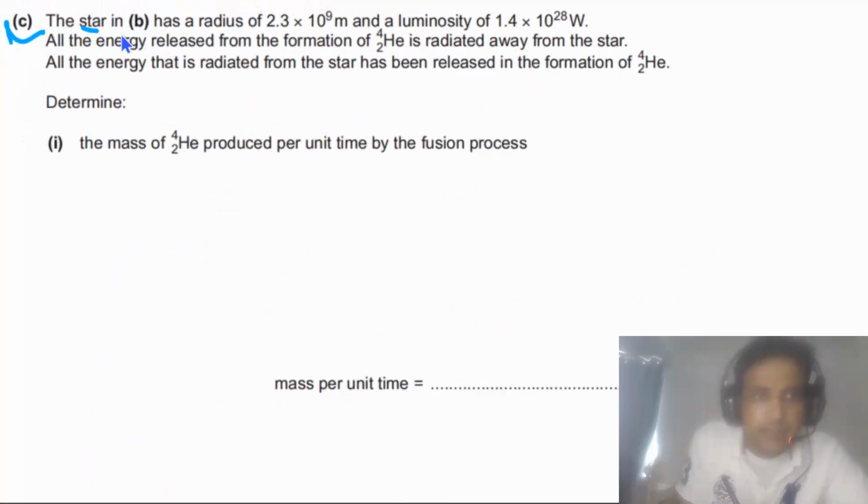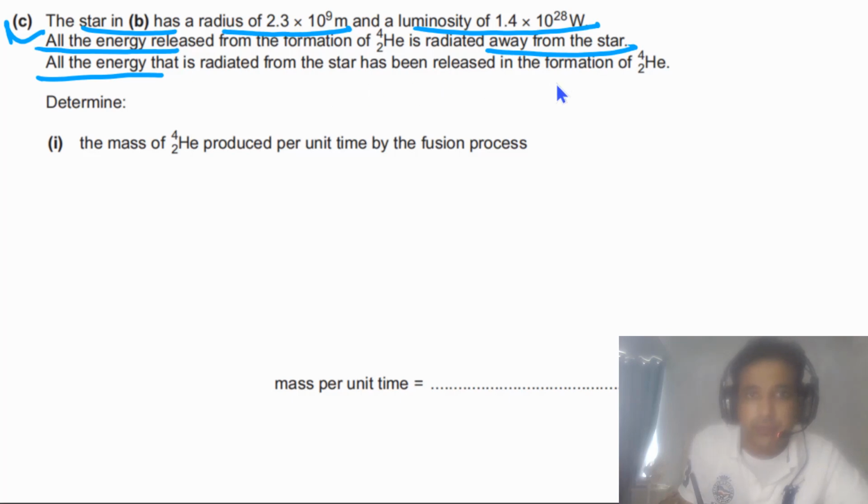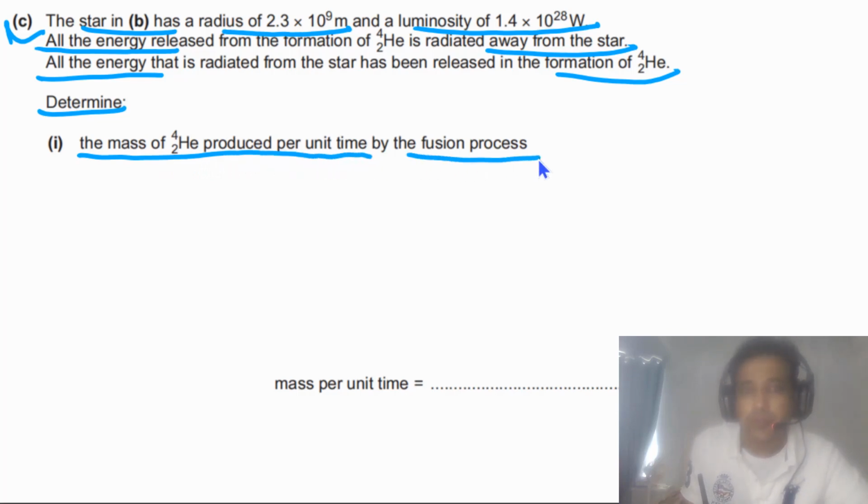Part C says the star in B has a radius of 2.3 times 10 to 9 meters and luminosity of 1.4 times 10 to 28 watts. All the energy released from the formation of helium atoms is radiated away from the star. All the energy that is radiated from the star has been released in the formation of helium atoms. Determine the mass of helium atoms produced per unit time by the fusion process.